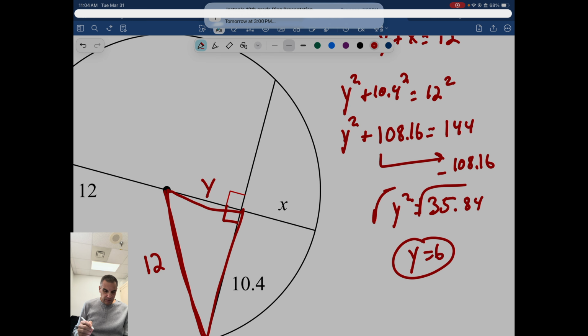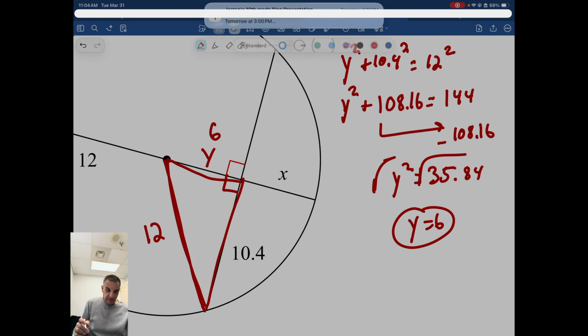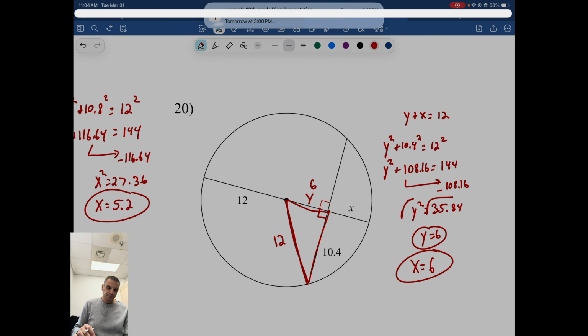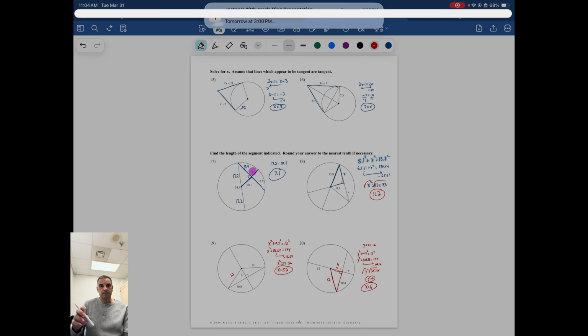So if y is equal to 6, that makes this distance 6. And we've got to find our x value. 6 plus 6 is 12, so x is equal to 6 as well. And that is the last page.